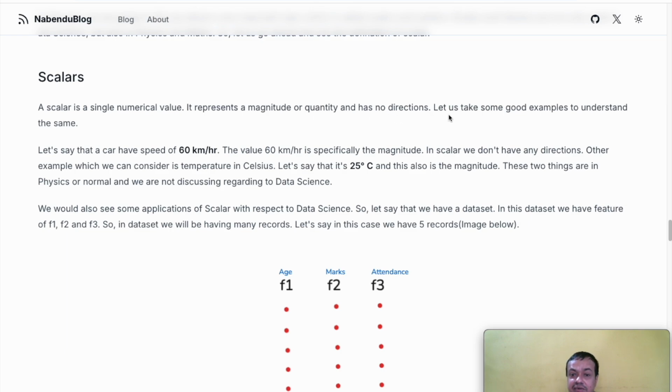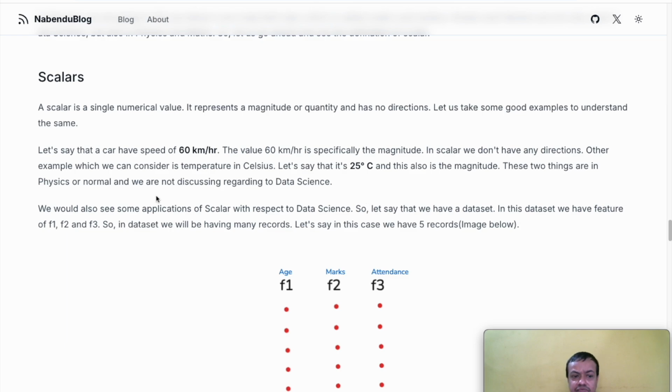Let us take some good examples to understand this. Let's say the car speed is 60 kilometers per hour. The value of 60 kilometers per hour is basically the magnitude. In a scalar, we don't have any direction. Another example we can consider is the temperature in Celsius. Let's say it is 25 degrees Celsius, and this is only magnitude. These two are examples from physics or normal discussion.